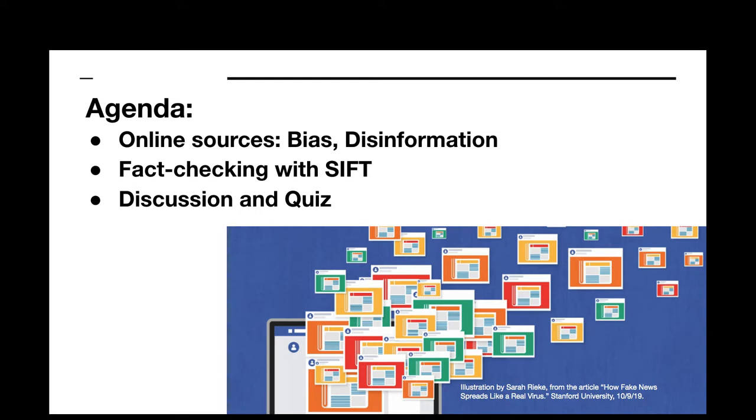In today's workshop, I will be discussing online sources, such as articles and information found on the internet, usually through Google or social media, and some of the current issues with bias and disinformation within these sources. Then, I will give you some tips on how to fact-check your sources to make sure that they are credible, reliable, and acceptable for your research. There will also be a quiz on the information that you will submit in order to receive credit for your participation, and I'll give you more information about that at the end of the workshop.